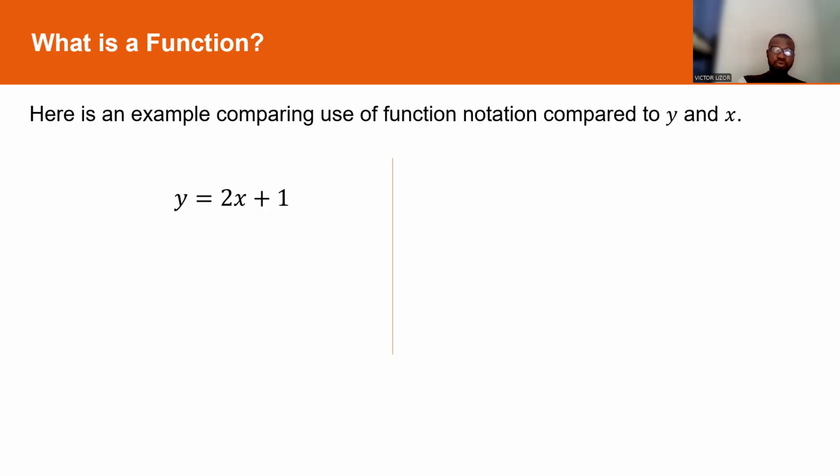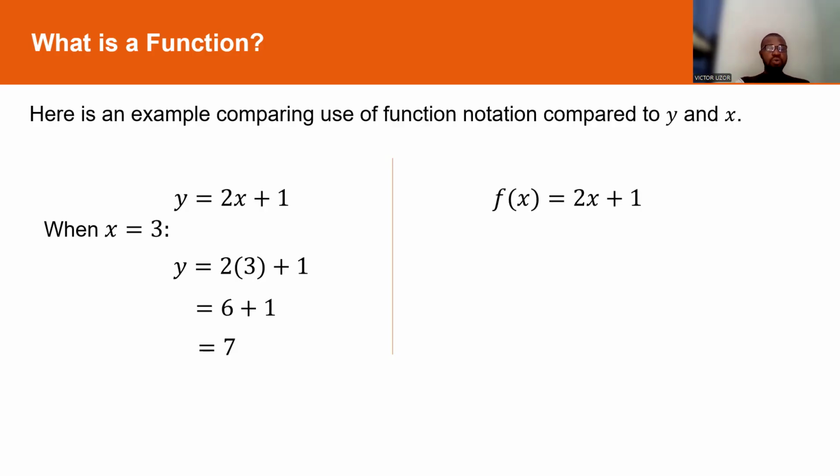Here is a typical example of relationship between x and y. So if x is 3, for example, if you put it there, your y will be 7. So if x is 3, if you put it there, automatically your y will be 7, like what I just said.